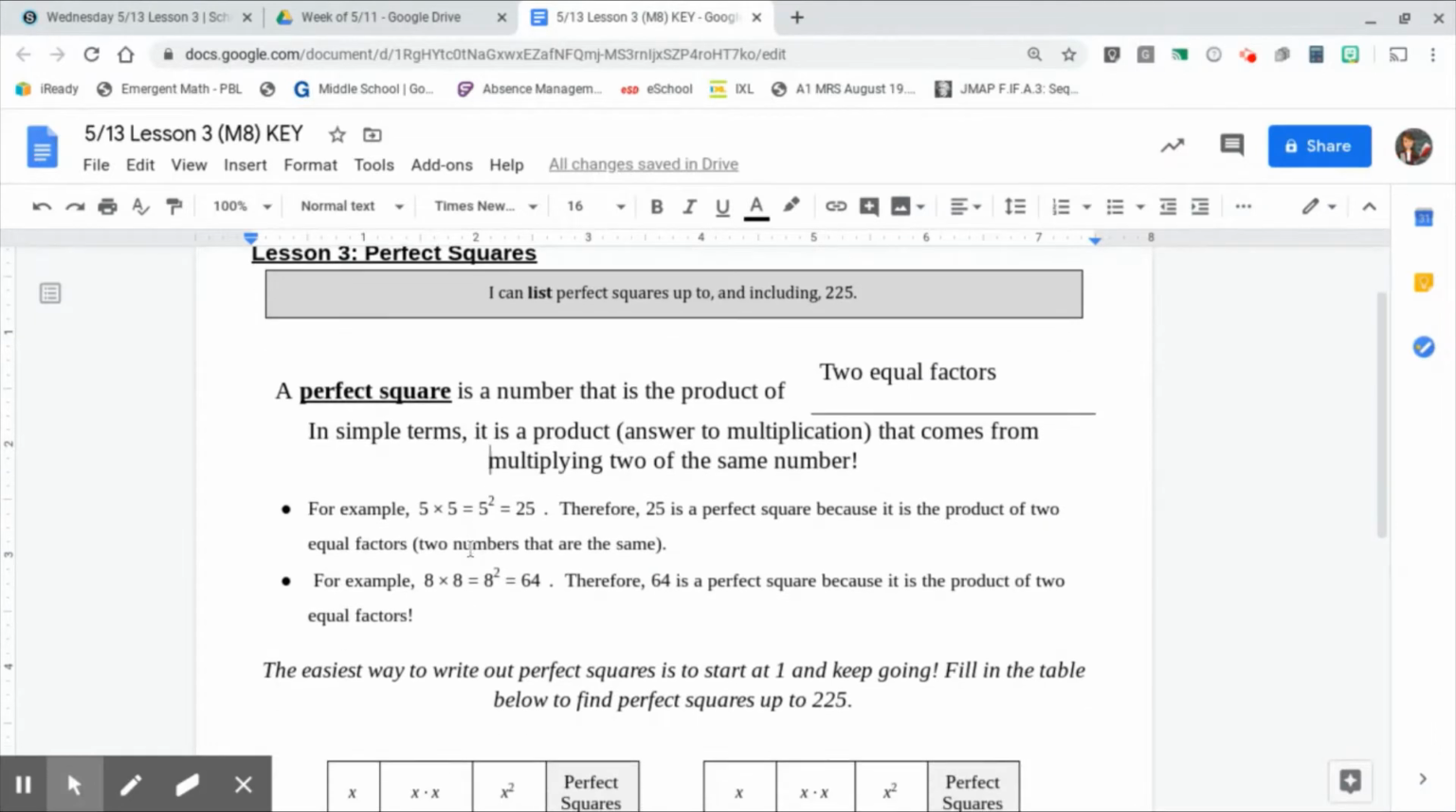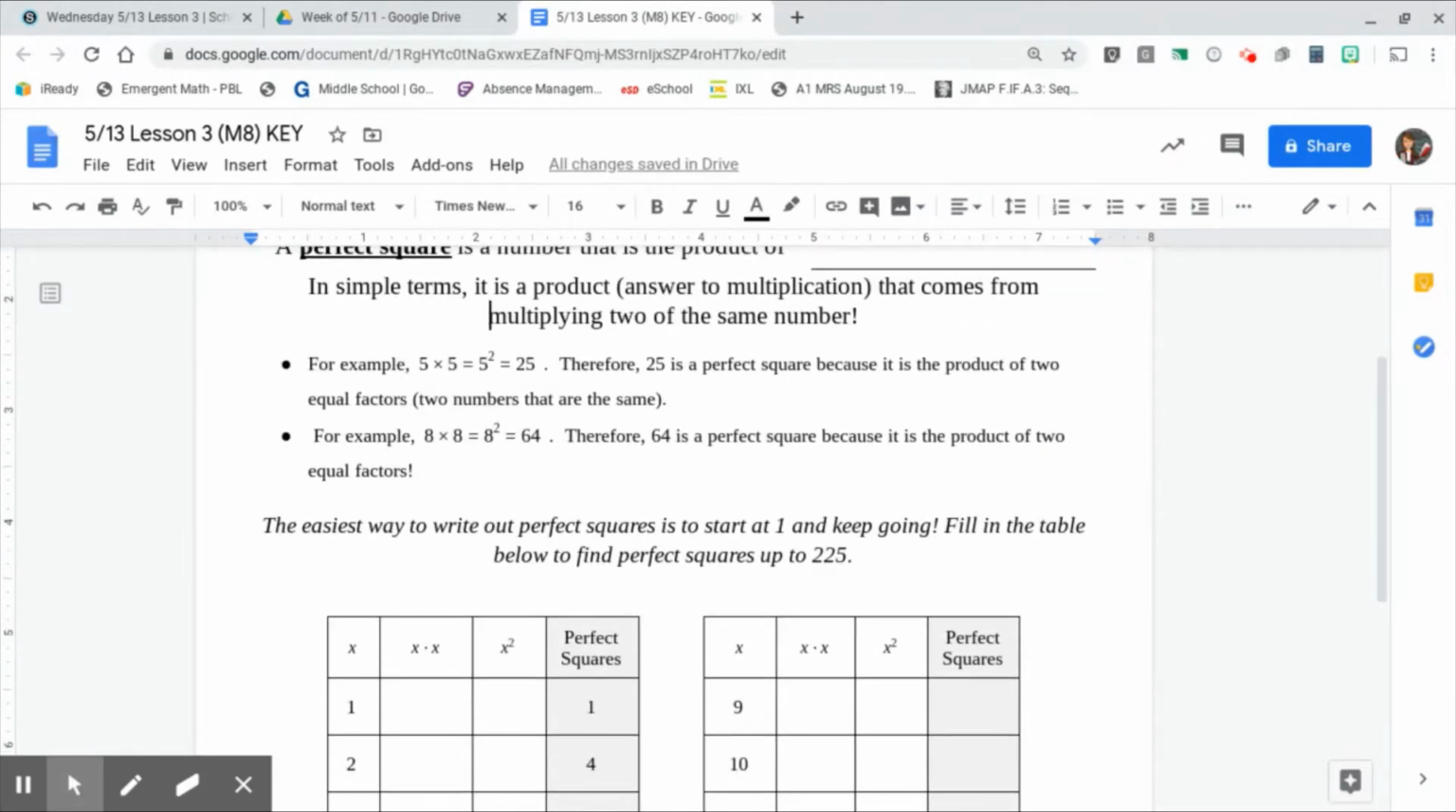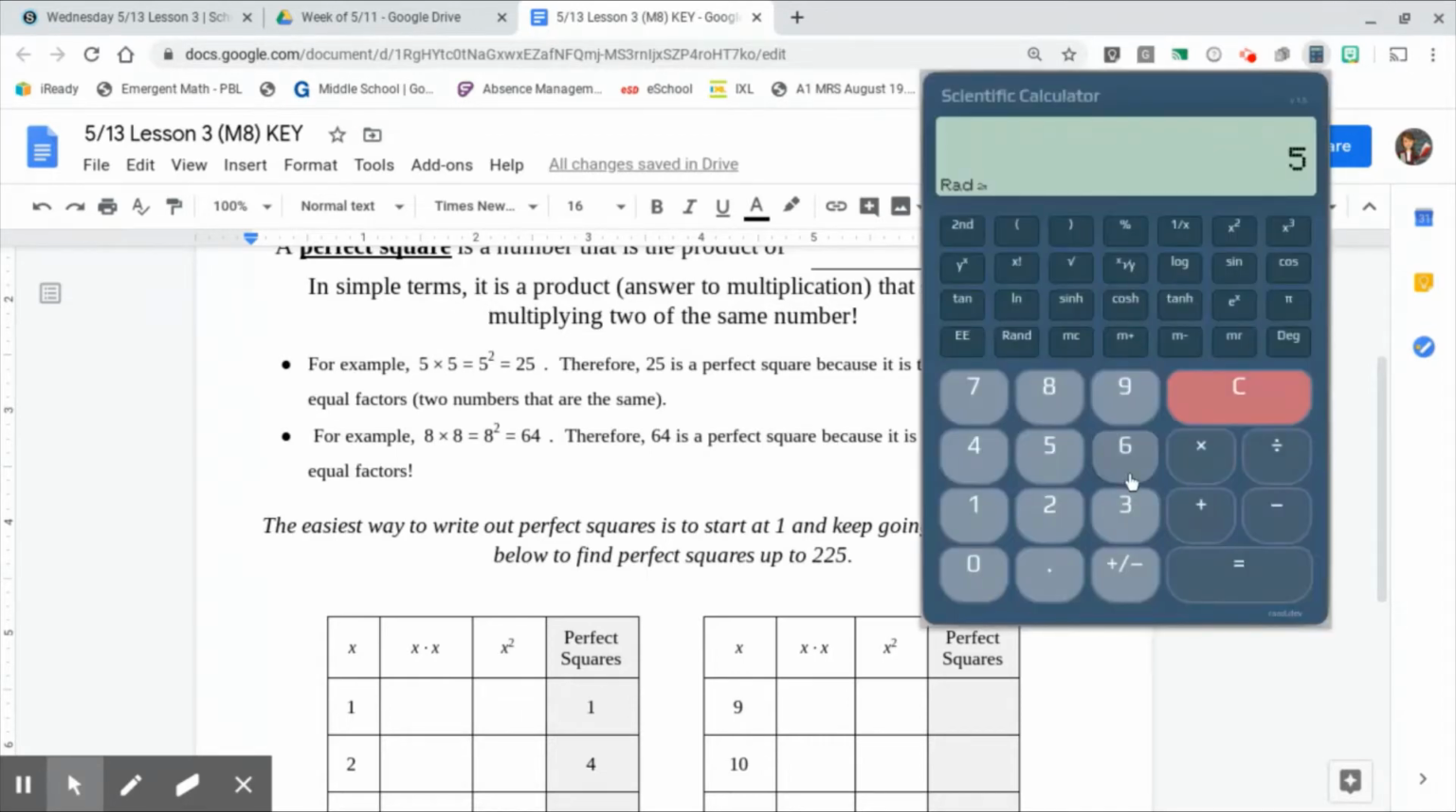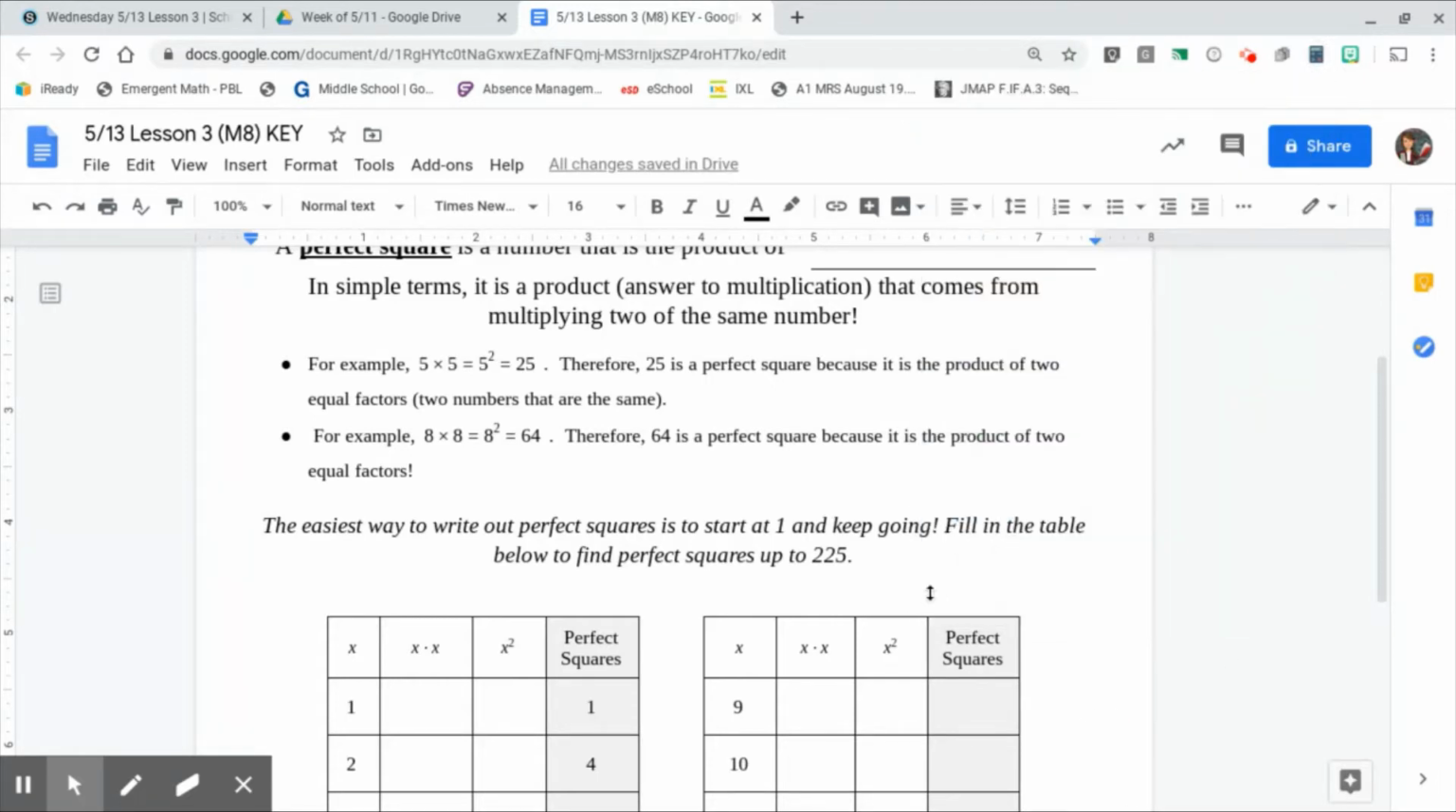Okay, another example I have for you is 8 times 8, which is the same thing as squaring 8, gives us 64. Therefore, 64 is a perfect square because it is the product of two equal factors. So if we take the square root of 64, you're going to see it's going to come out nice and pretty. No crazy long decimals. They are rational numbers and whole numbers. Okay, so it's the numbers that they multiply to. Those are called perfect squares.